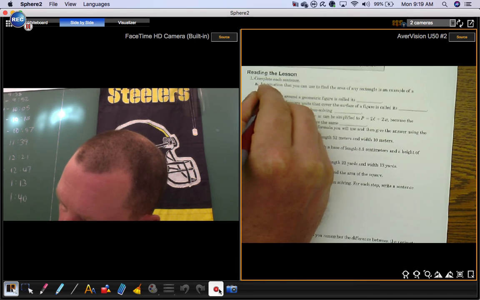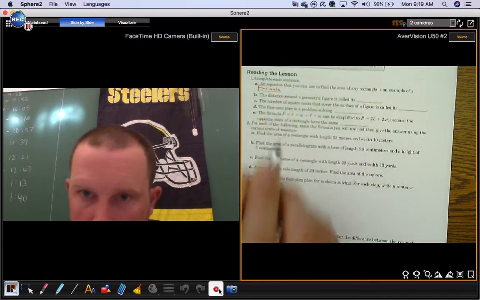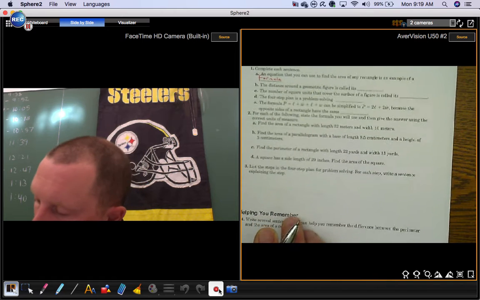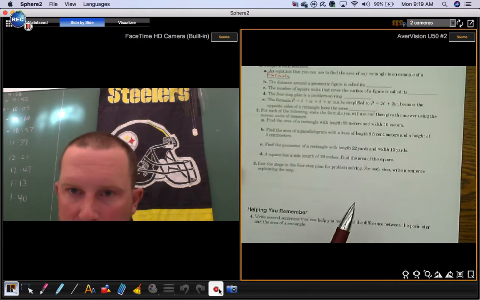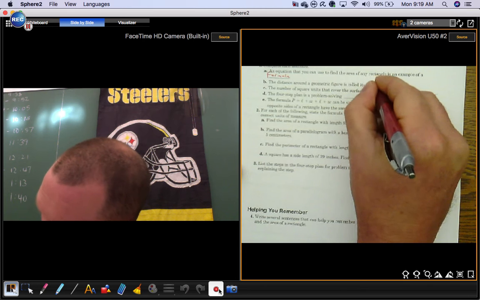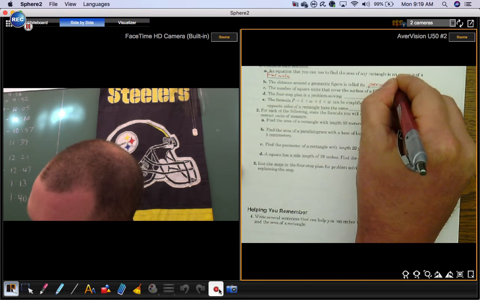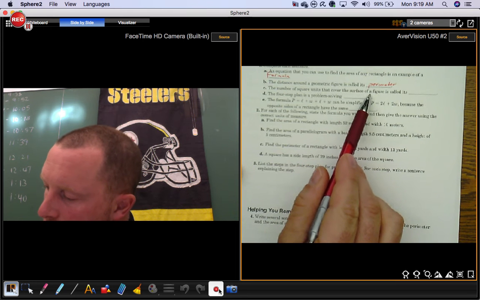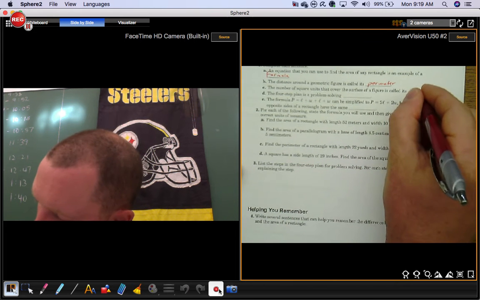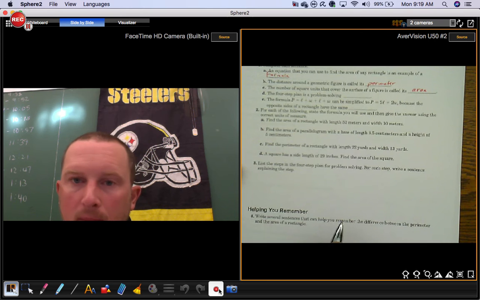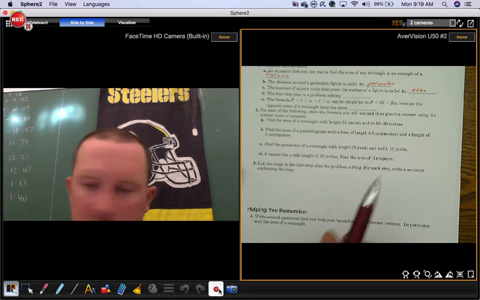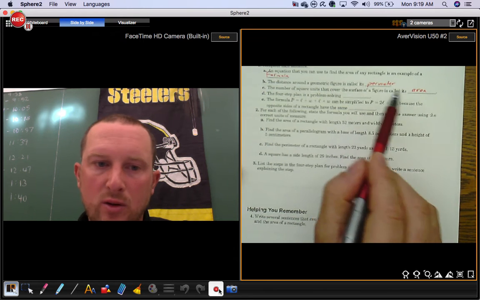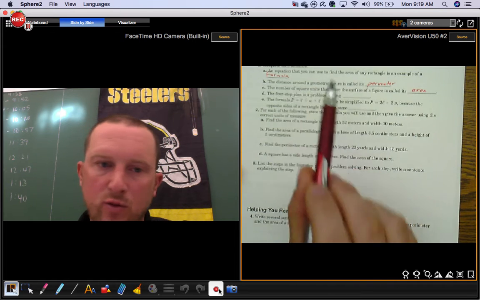of a formula. The distance around a geometric figure, that's its perimeter. The number of square units that cover the surface of a figure is called its area. And that's really what we did in this section. We found perimeter and we found area using formulas.